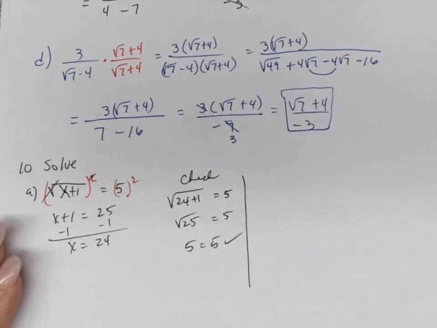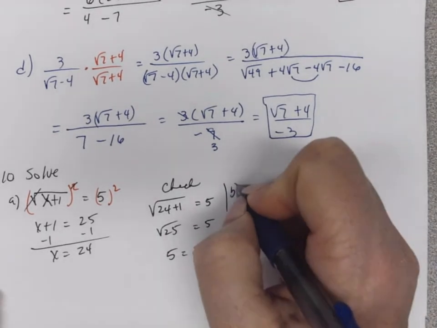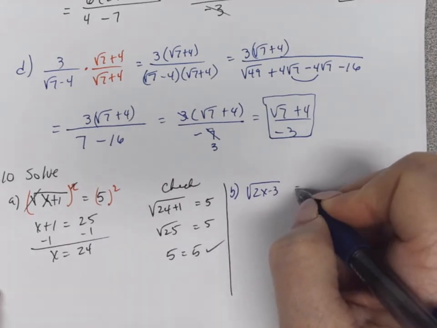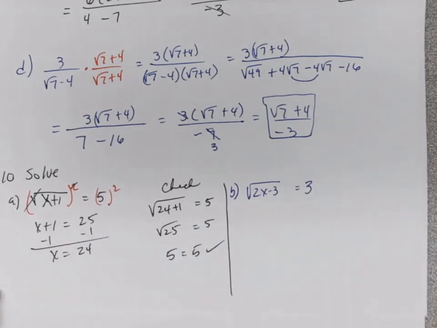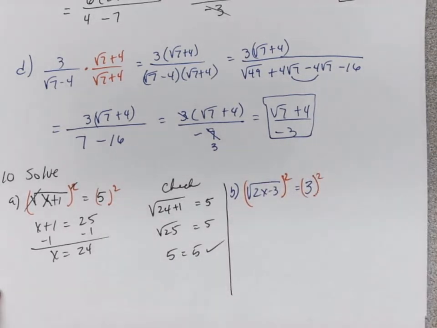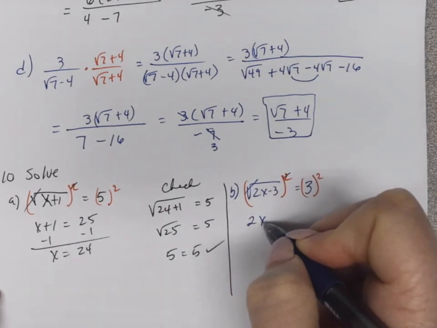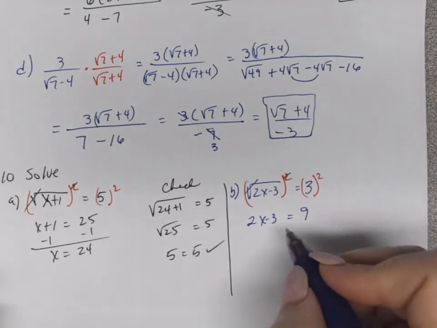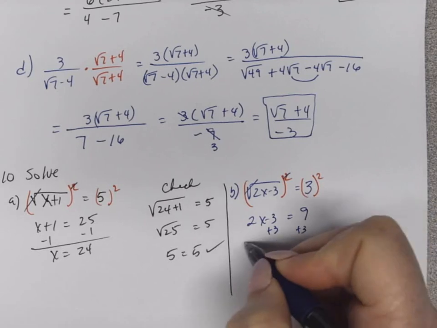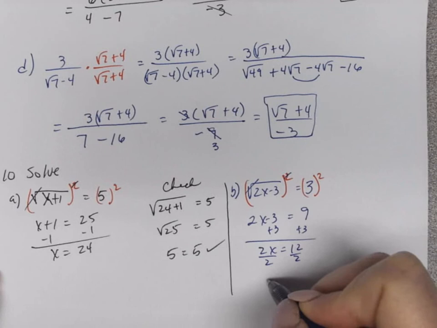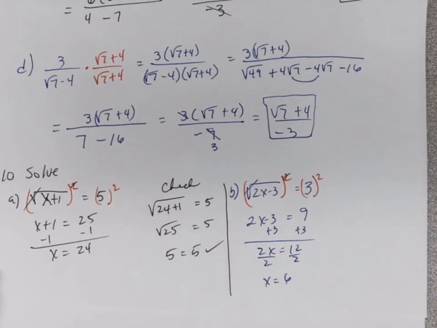All right, let's see if we can get B right over here. We have the square root of 2x minus 3 equal to 3. So again, we're going to square both sides because the squaring will take care of the square root. So we get 2x minus 3 is equal to 3 squared, which is 9. We'll add the 3 over and get 2x equal to 12. Divide by 2, and x will be equal to 6.